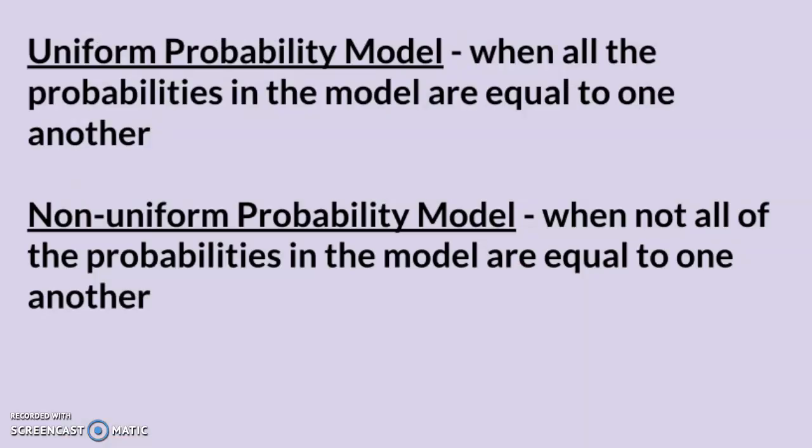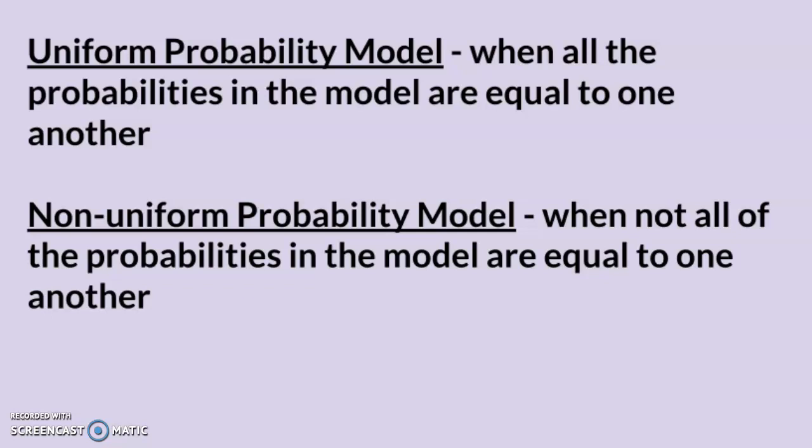Let's go ahead and jot down these 2 definitions. Uniform probability model. A uniform probability model is when all the probabilities in the model are equal to one another. We just saw in the spinner problem a uniform probability model. That would be considered a uniform model because all of the probabilities were 1/5. They were all equal to one another.